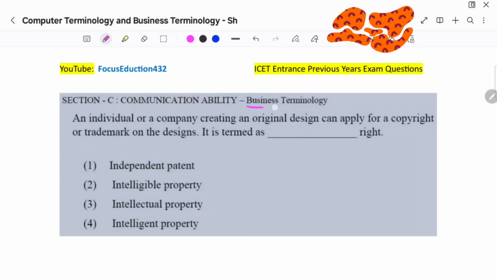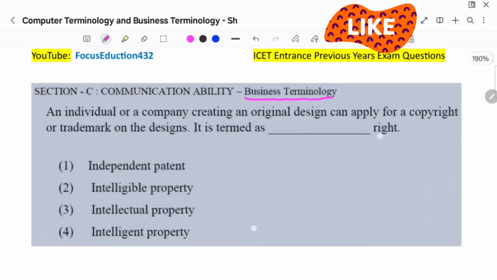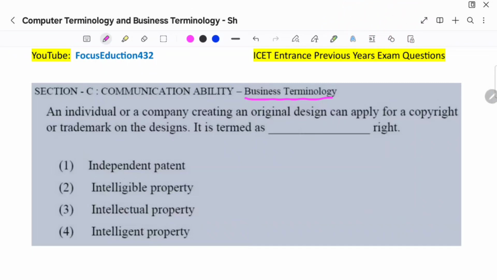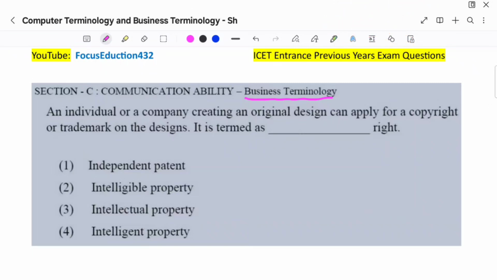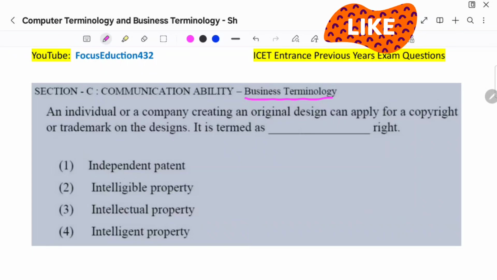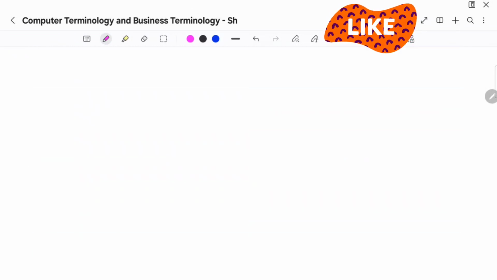Now the questions from business terminology. An individual or a company creating an original design can apply for a copyright or trademark on the design. A company creating its own design can go for copyright so that another person should not use it illegally. This copyright or trademark is known as intellectual property. Intellectual property is the correct one.